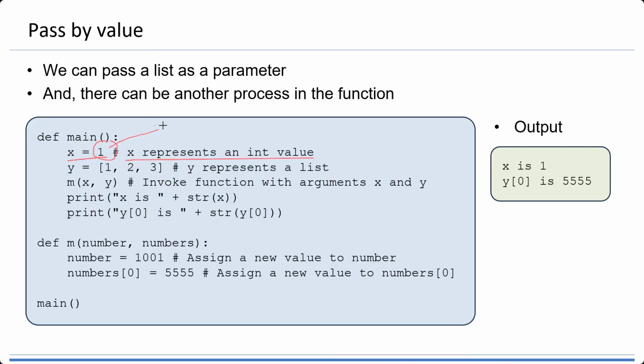As we learned before, number, string, it is unchangeable or immutable. We have y equals to [1, 2, 3]. So y represents a list. So this is a changeable object. This is unchangeable.